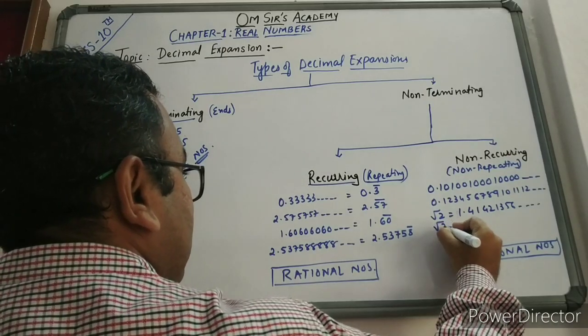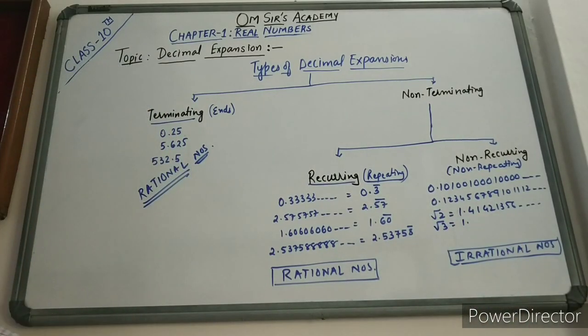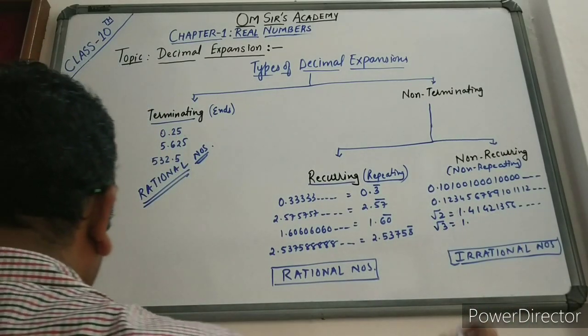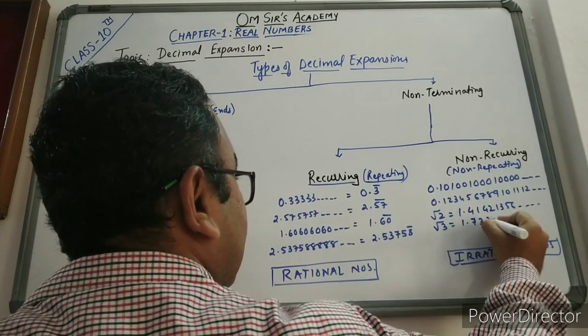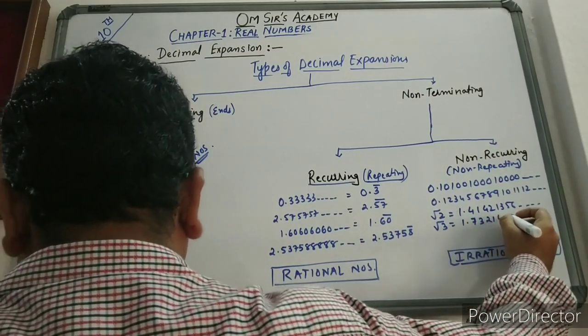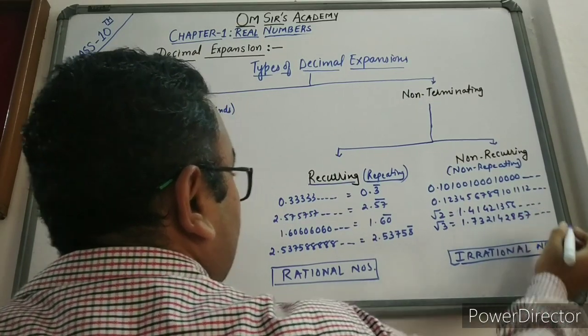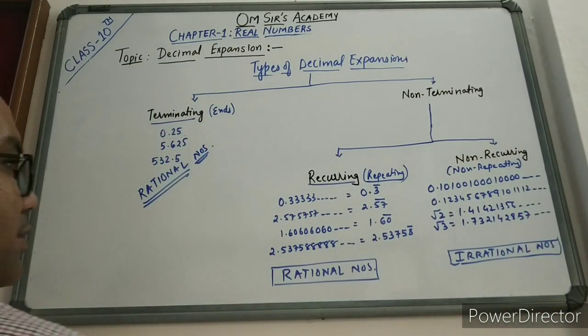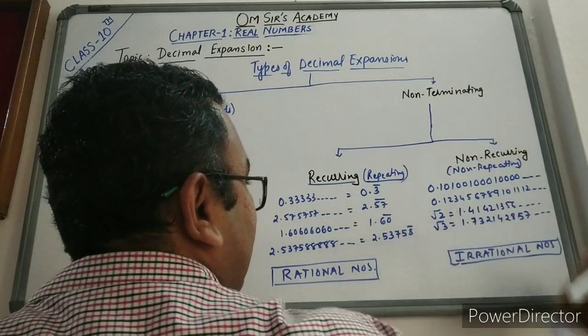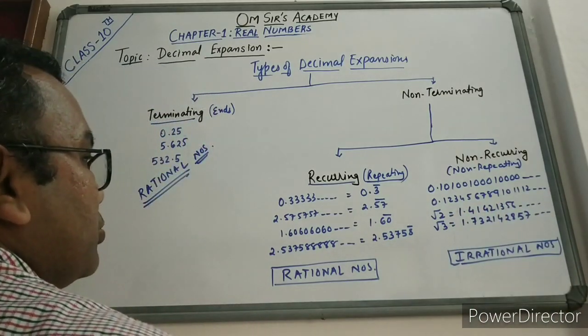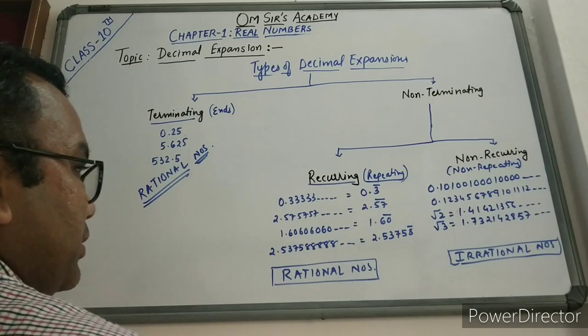Say root 3. The value of root 3 is 1.732142857 dot dot dot dot. So here, see friends, nothing is repeated. Is it clear? So these are all irrational numbers.